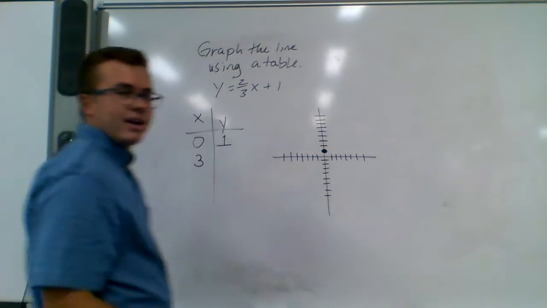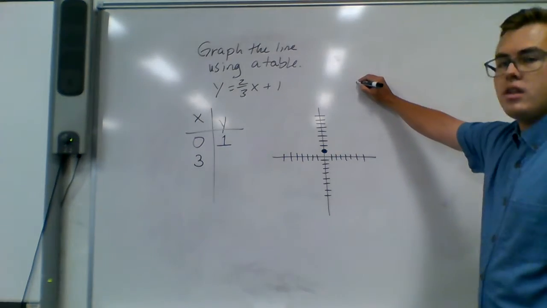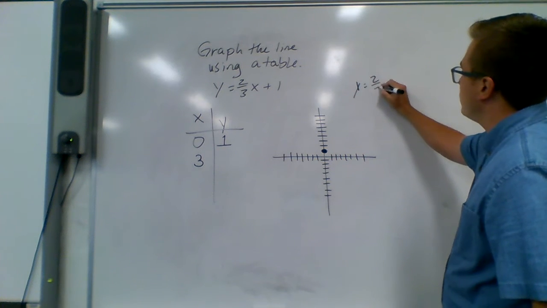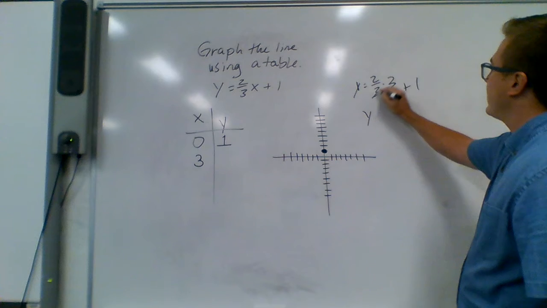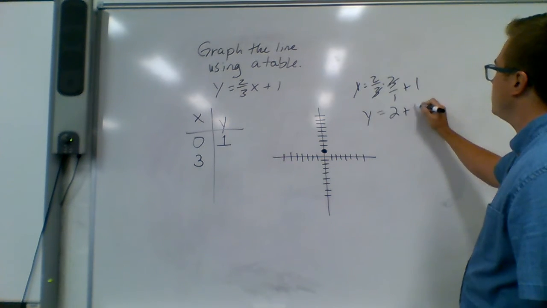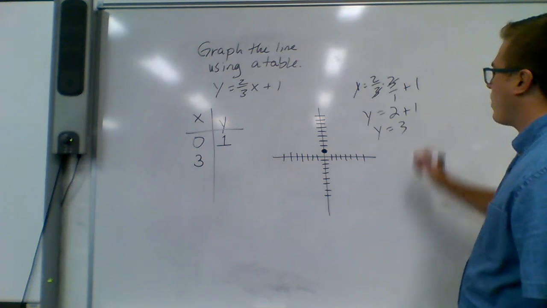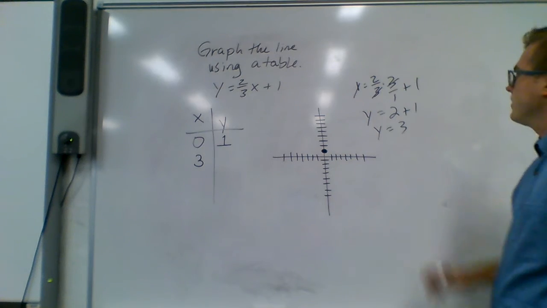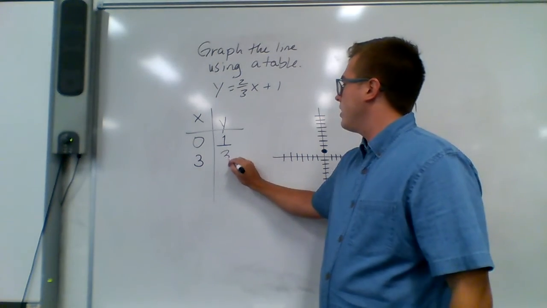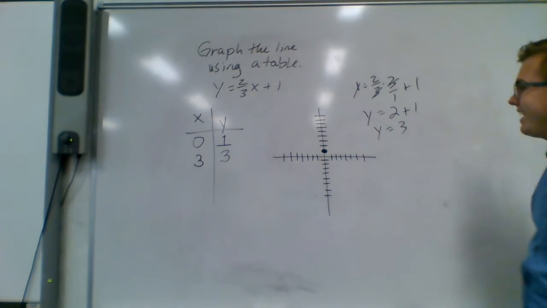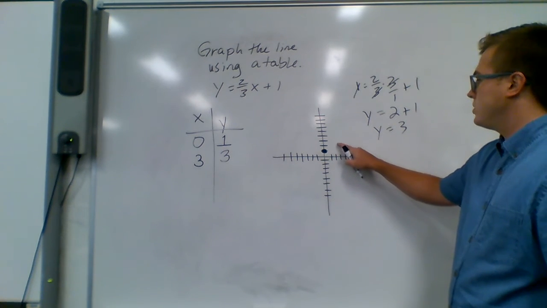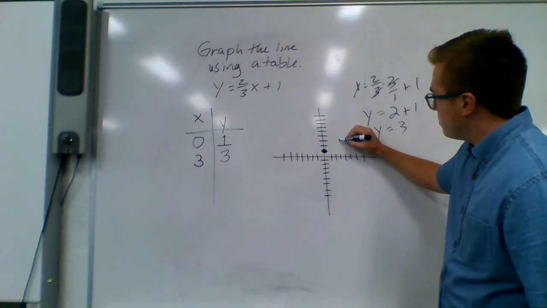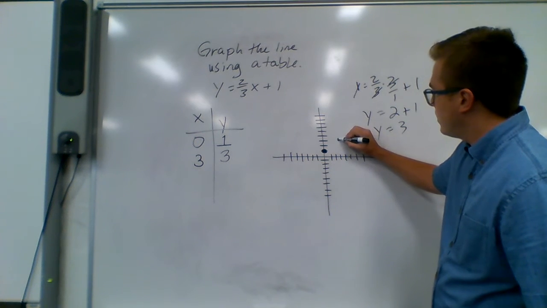When I do that, I'll do it over here. Y equals 2/3 times 3 over 1 plus 1. Well, that just turns into y equals 2 plus 1, which is y equals 3. So then over here, when I input 3, I get 3 out. So 3, 3, 1, 2, 3, 1, 2, 3 is going to be right here.